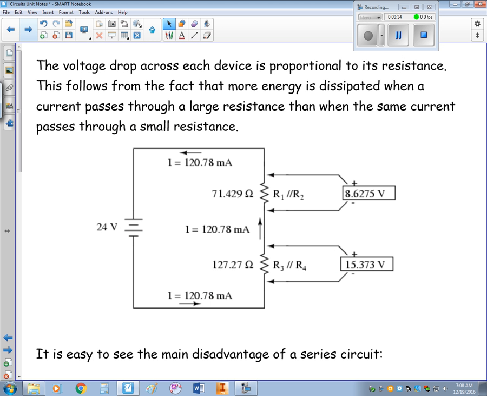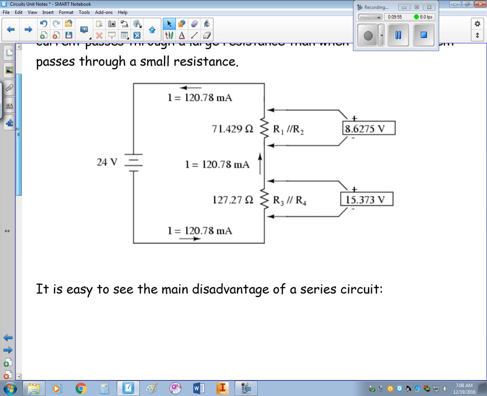So the voltage drop across each device then is proportional to its resistance, and this follows from the fact that more energy is dissipated when the current passes through a larger resistor than when the same current passes through a small resistor.